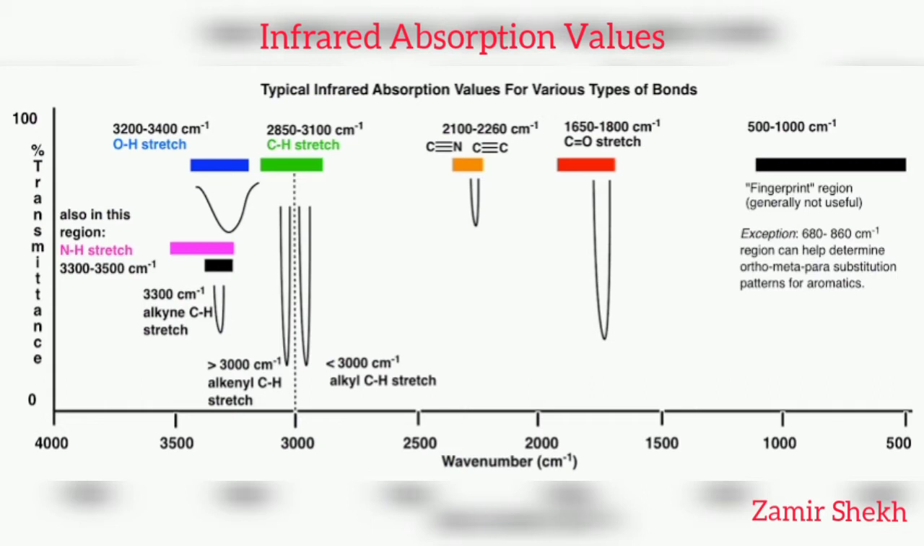Next region is 1650 to 1800 per centimeter, which is for the carbonyl system. After that, the third one is 2100 to 2260 per centimeter, that is for the triple bond. After that, below 3000 per centimeter is for sp3 hybrid C-H, just above 3000 per centimeter is for the sp2 C-H or olefinic C-H, and at 3300 per centimeter there will be a stretching frequency of sp hybrid C-H. Okay, and based on that we can easily identify what type of functionality is present.